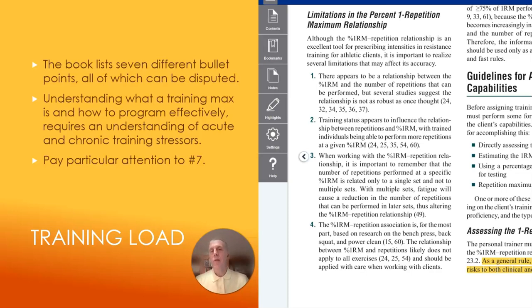All right, so they list several different bullet points, and they talk about the relationship between 1 rep max and a number of repetitions that can be performed, but they suggest the relationship is not as robust as once thought. And they talk about percentage of 1 rep max being a tool.